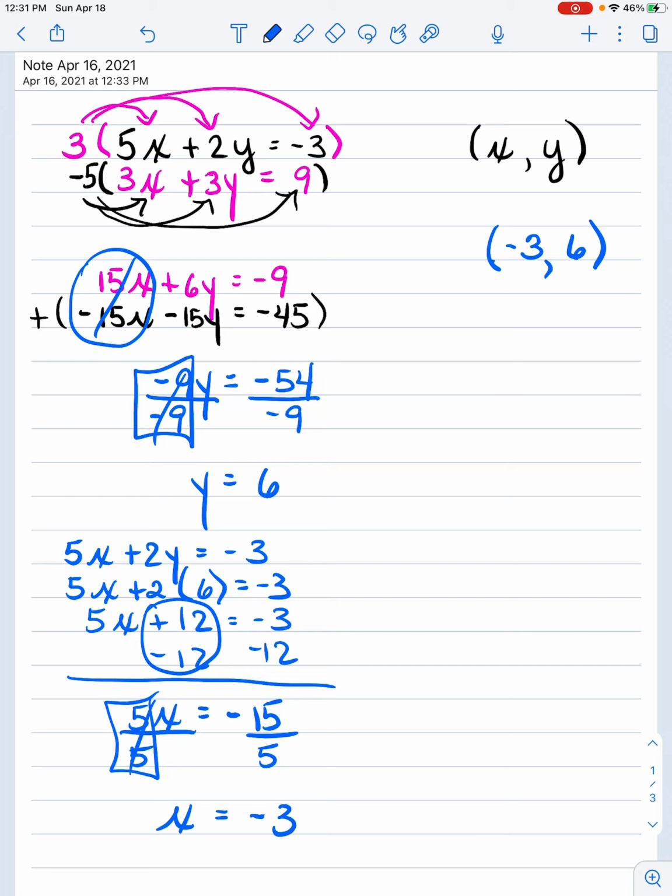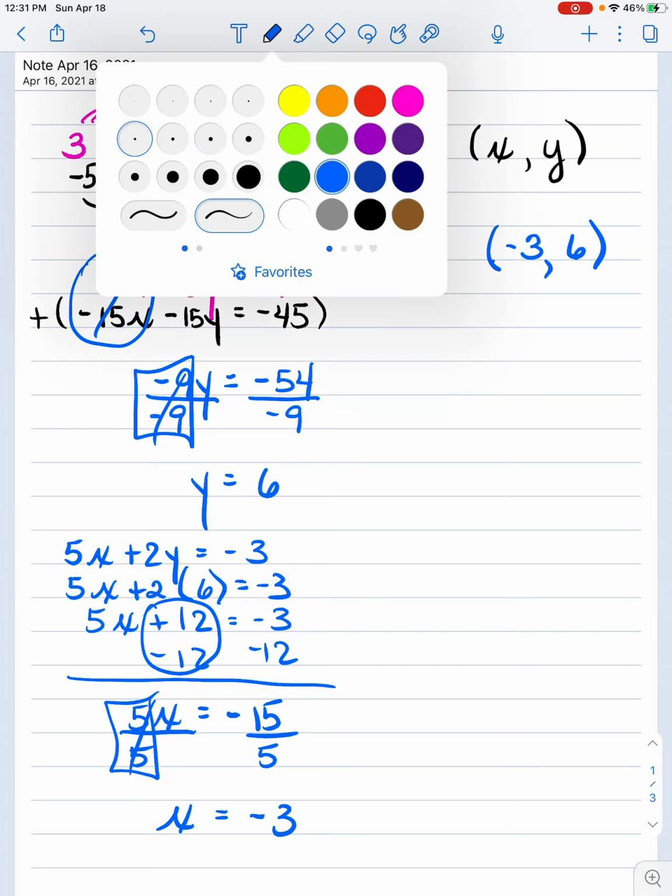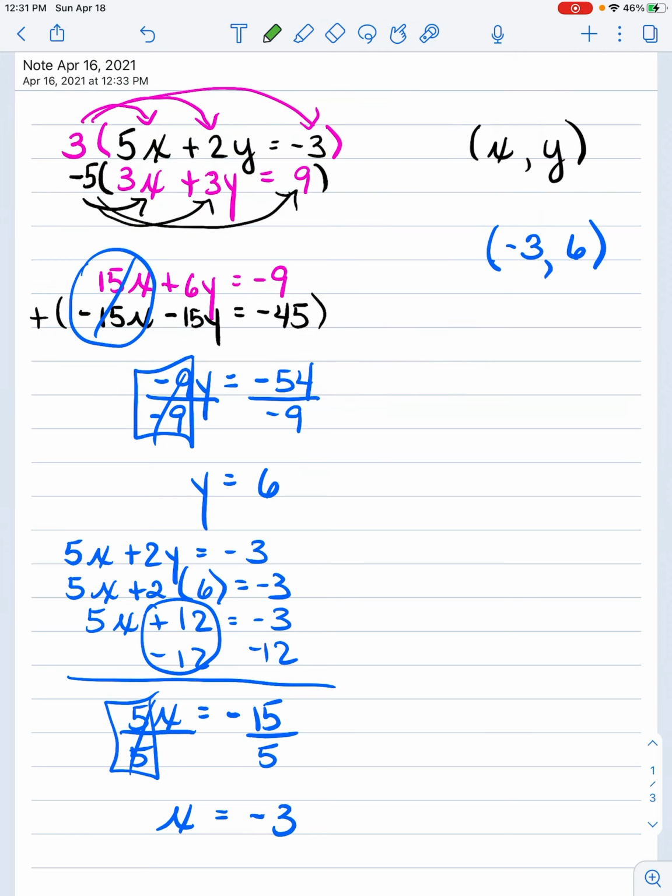Yay, finally, I'm done, right? Nope, not yet, because we have to check. Let's check in a different color. How are we going to check? We're going to check by using the other equation, which in this case would be 3x plus 3y equals 9, and we're going to substitute in the values that we have for our ordered pair.